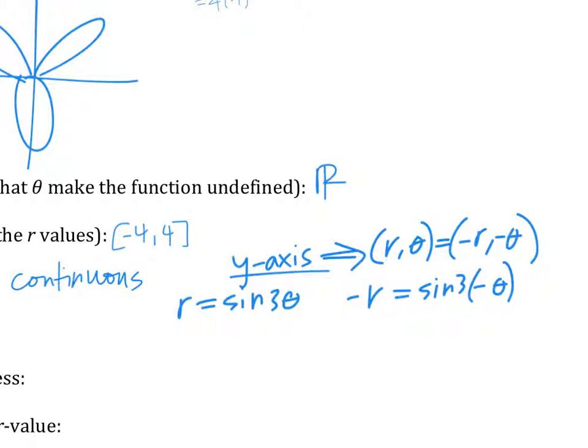Okay, so then let's continue. This is sine negative 3 theta. Let's think about the last chapter. Is sine an odd or even function? Odd. So negative inside means what? Negative inside is the same as negative outside. That means we can take the negative and put it outside.